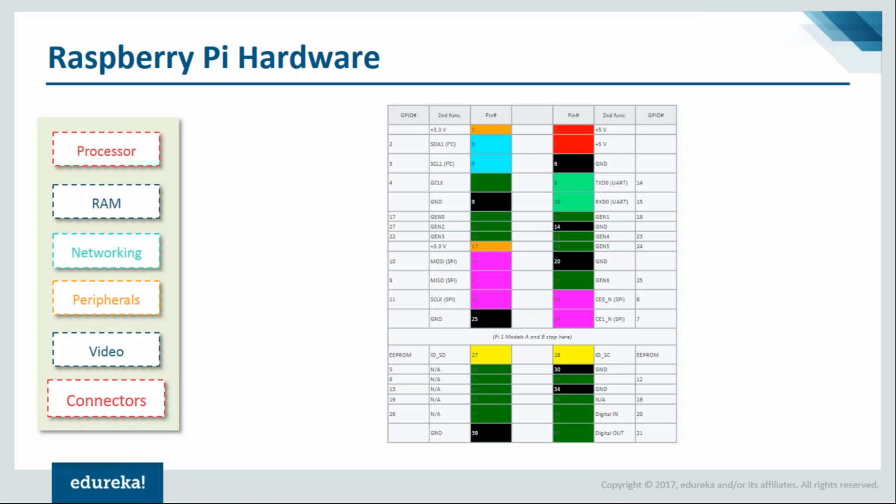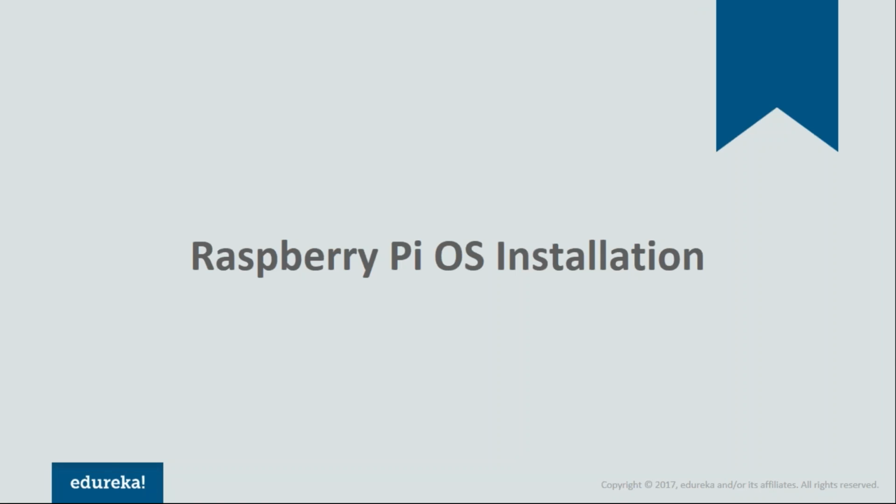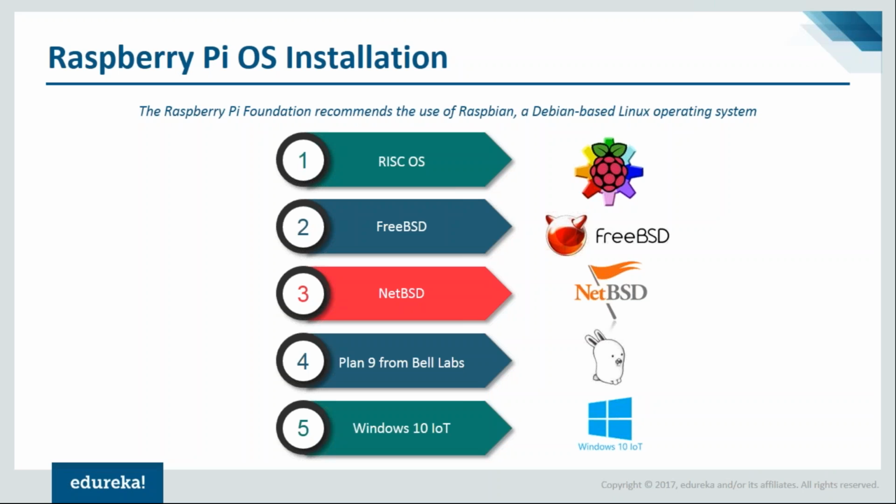Now, coming down, let's begin the Raspberry Pi installation process. First, let me help you understand the different operating systems that are available at present. Raspberry Pi in itself supports multiple operating systems, but we'll mainly be working on Raspbian.